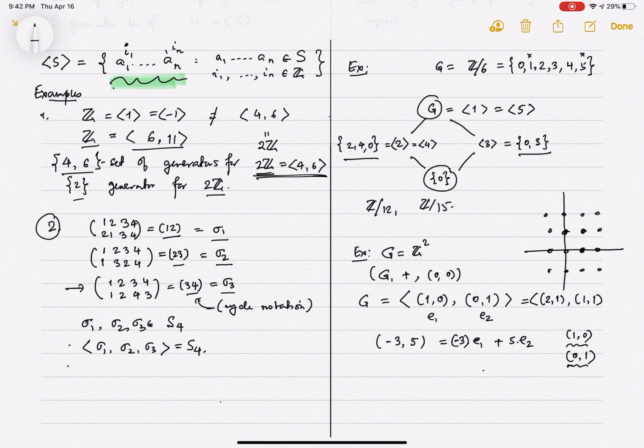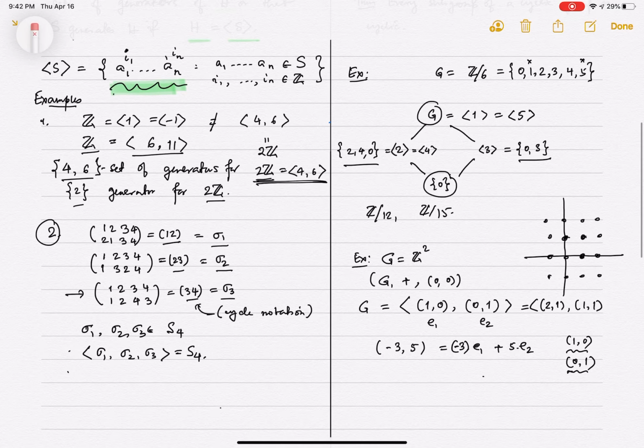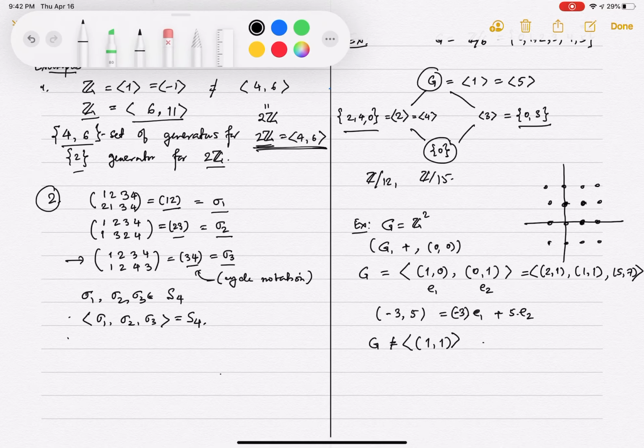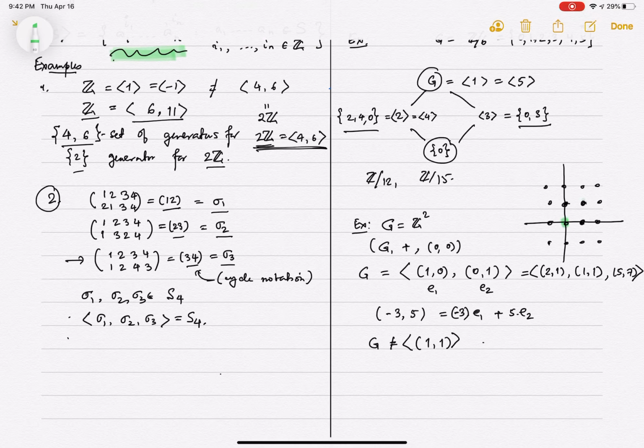It doesn't have to be just two vectors, by the way. If you add a third one, they still generate. I don't need the third one, so what? I can still get every element of G in terms of these three. On the other hand, if you just take one vector, like (1, 1), then G is certainly not generated by it. If you just take (1, 1) and generate a subgroup using it, you only get the points on this line. So that is what a proper subgroup looks like.